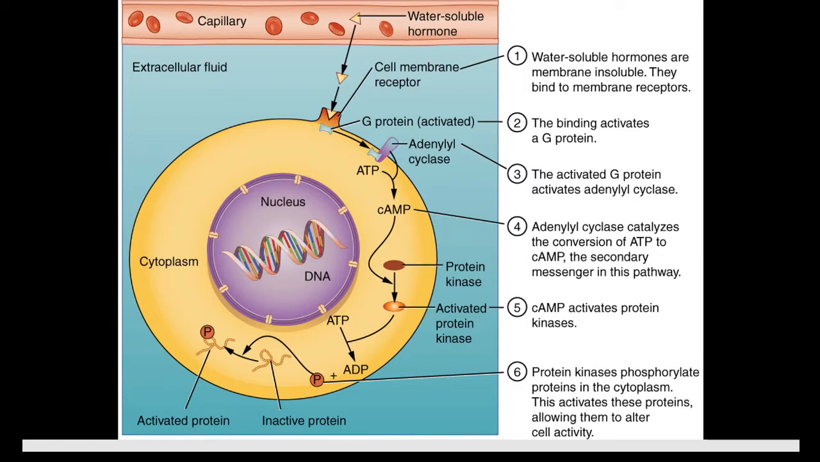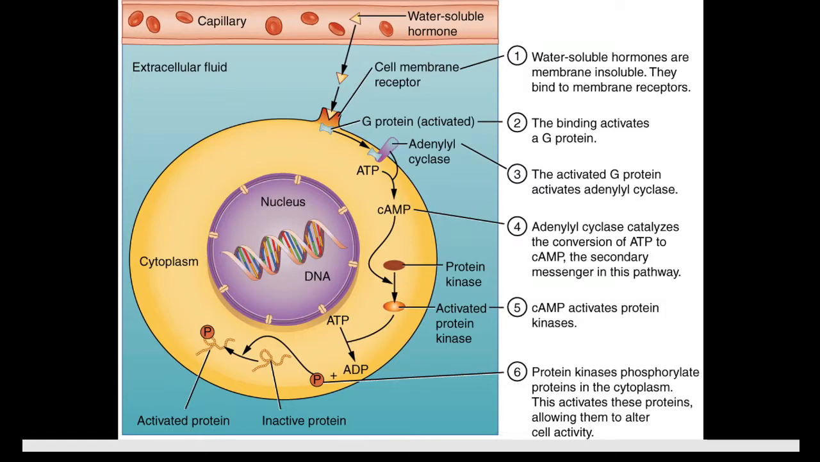Attachment of a water soluble hormone to the G protein receptor activates adenyl cyclase. That adenyl cyclase converts ATP into cAMP. This cAMP and the next pathway is the secondary messenger pathway. Why do we call this a secondary messenger pathway? Secondary messengers are small molecules. These small molecules activate the particular protein subunit. That subunit converts the energy molecules.